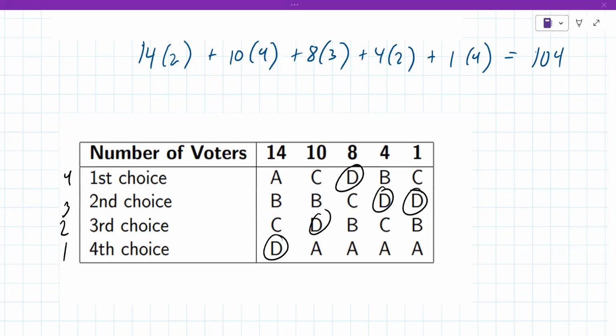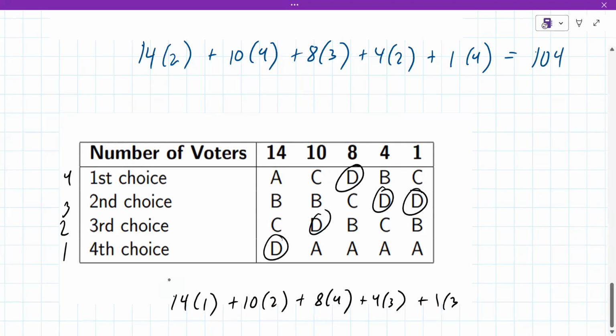77. I'm just way off. So I got 14 times 1, 10 times 2, 8 times 4, 4 times 3, 1 times 3.